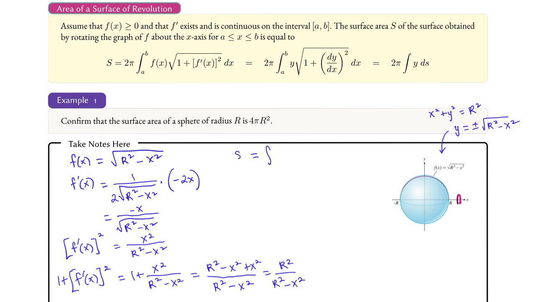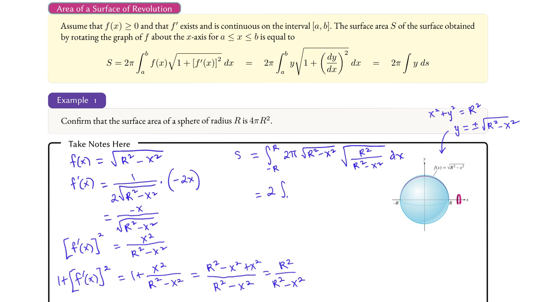S equals the integral from a to b, where a is negative r and b is capital R. The radius of revolution is y equals f of x, but y is the square root of r squared minus x squared. The differential arc length is the square root of 1 plus f prime of x squared, which is the square root of r squared over r squared minus x squared dx.